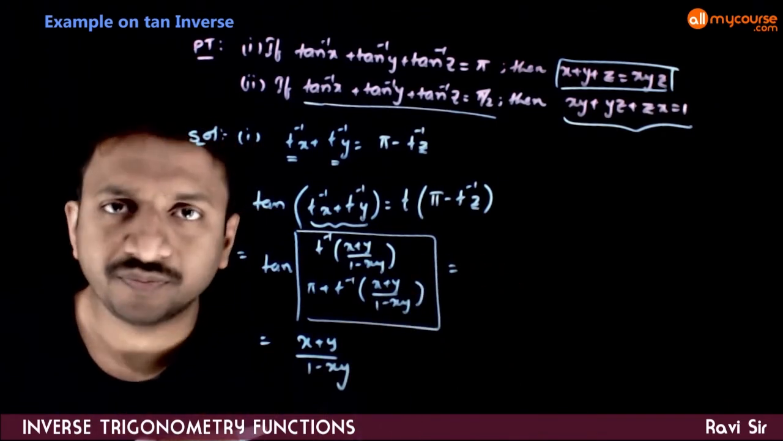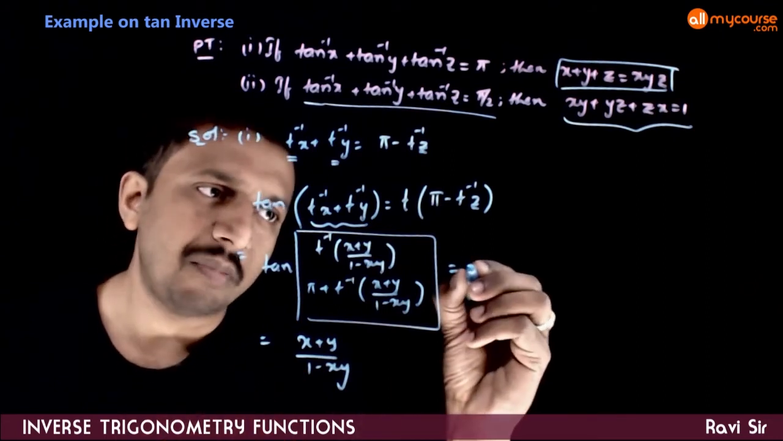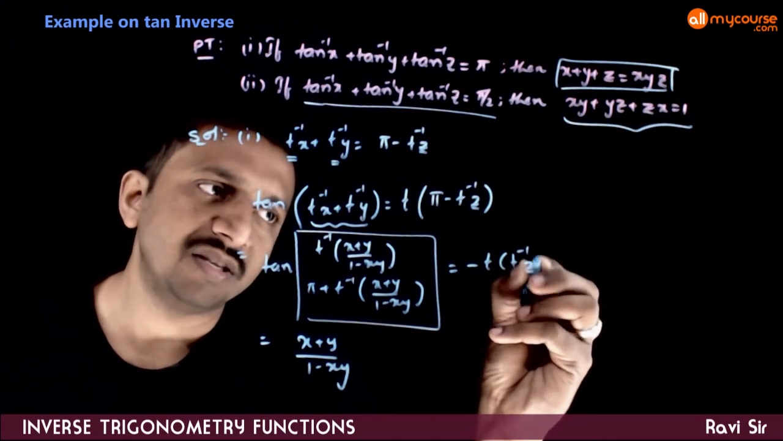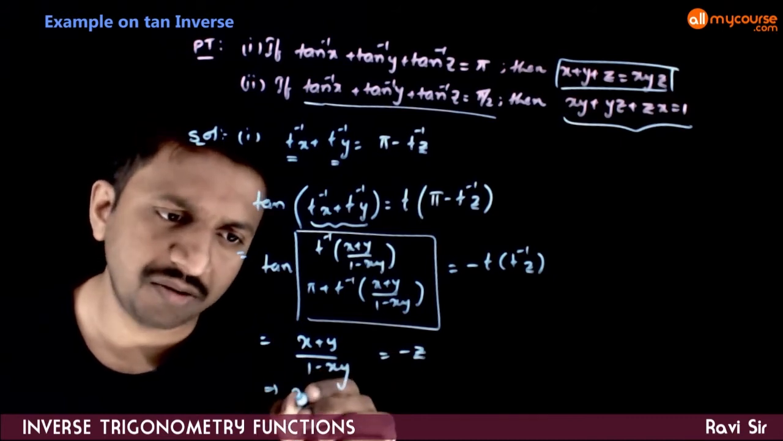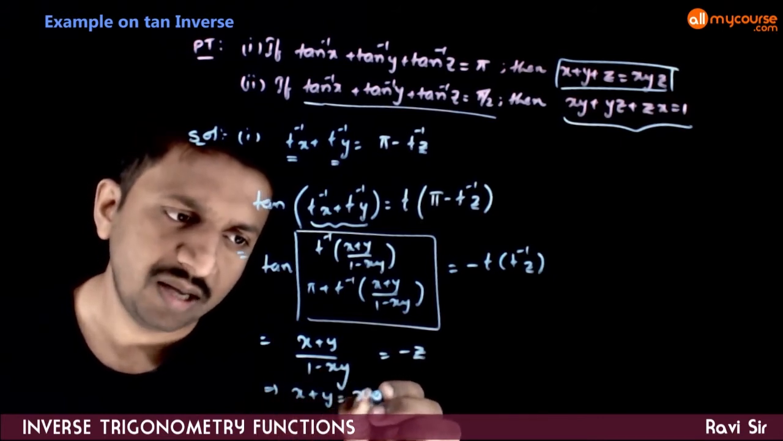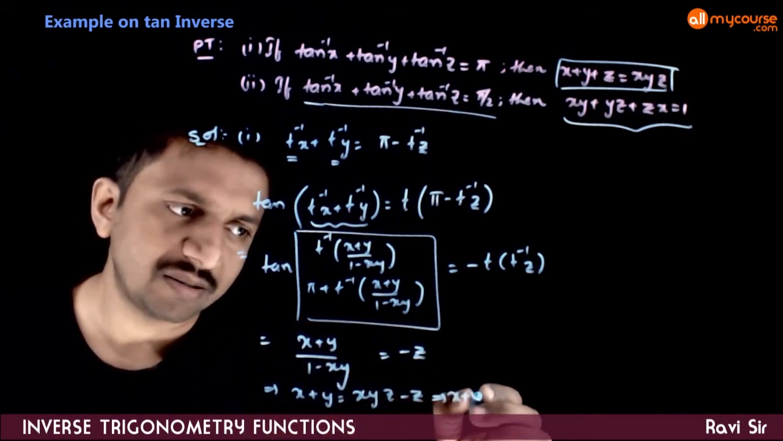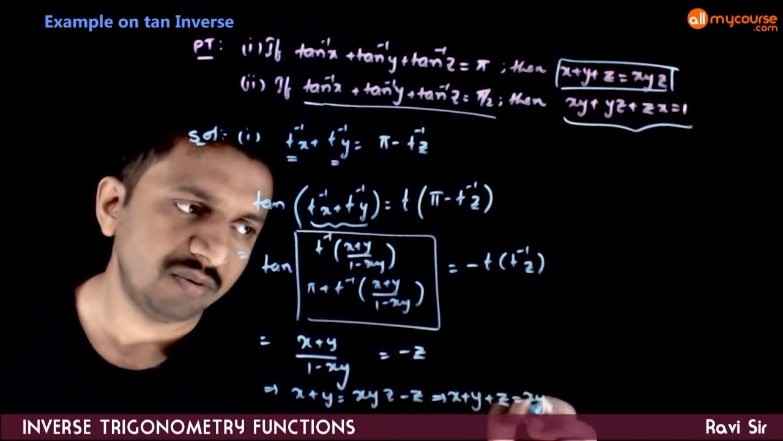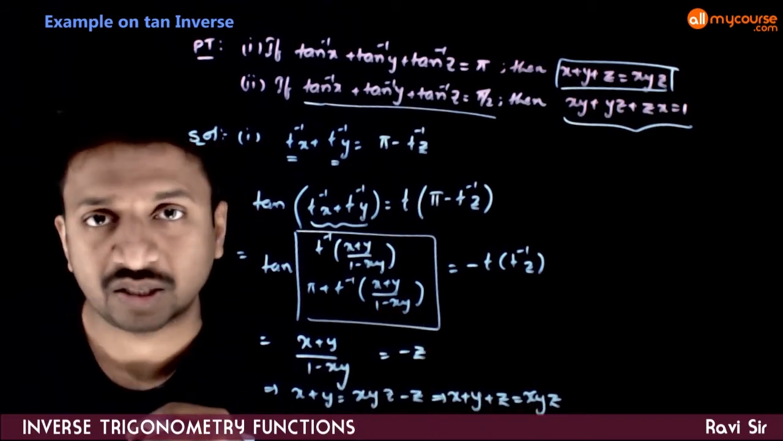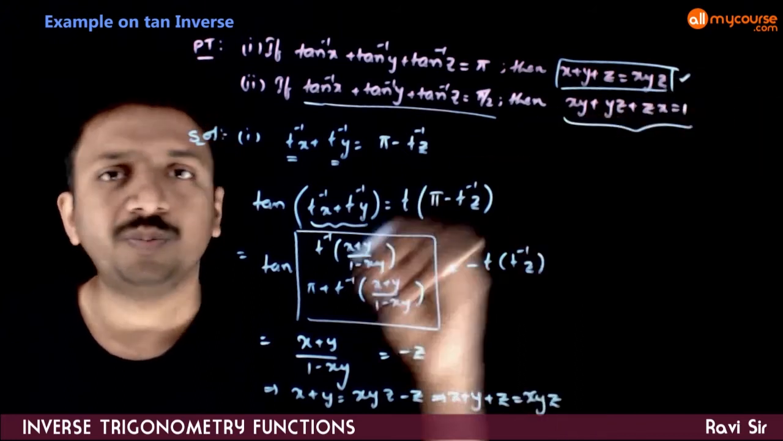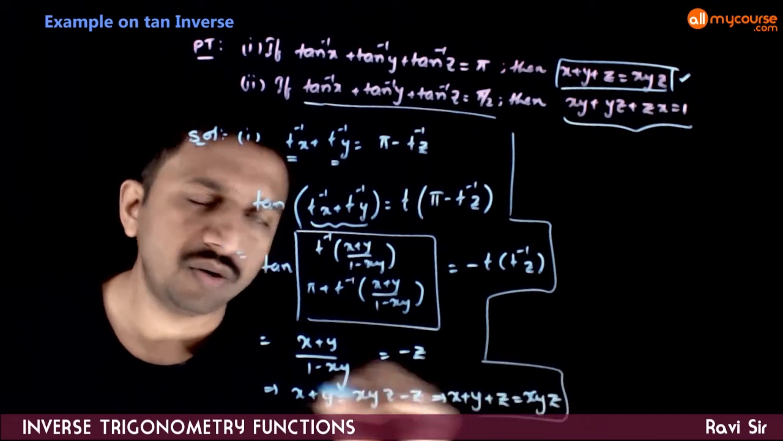So this is equal to, tan of pi minus theta is minus tan theta. So minus tan of tan inverse z, that is equal to minus z. So if you do the cross multiplication, you get x plus y is equal to xyz minus z, and this implies x plus y plus z is equal to xyz. That is what you're asked to prove in the first question. So next question also we do this exact same thing.